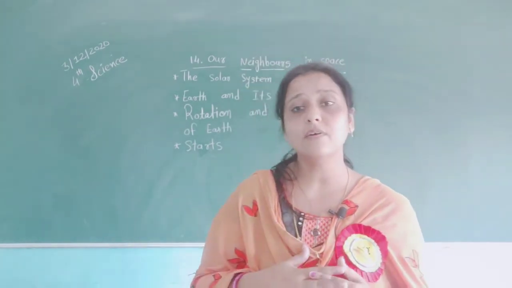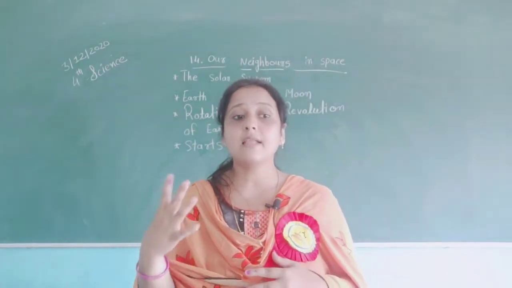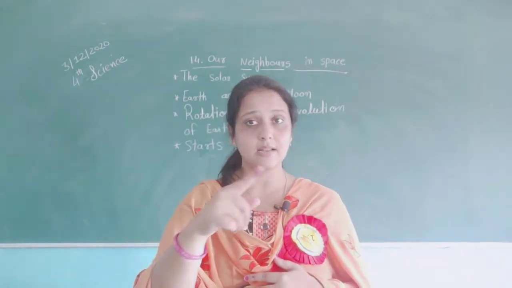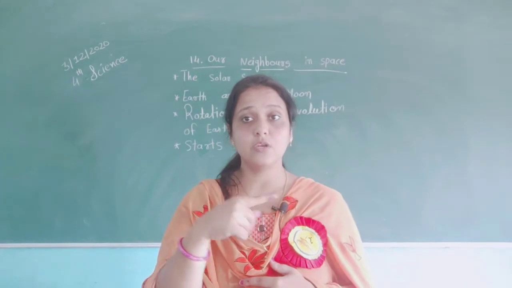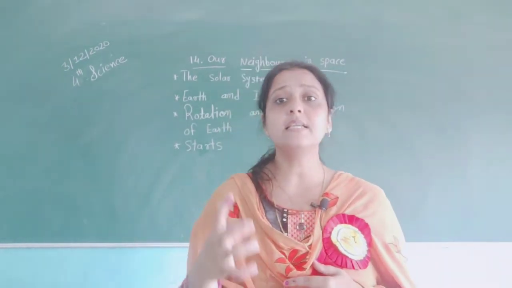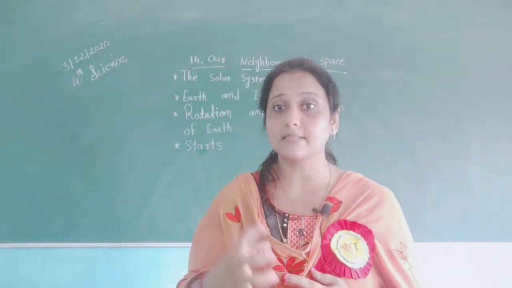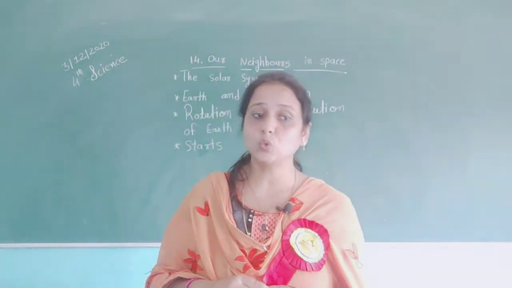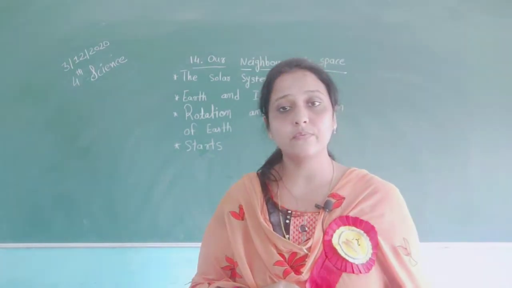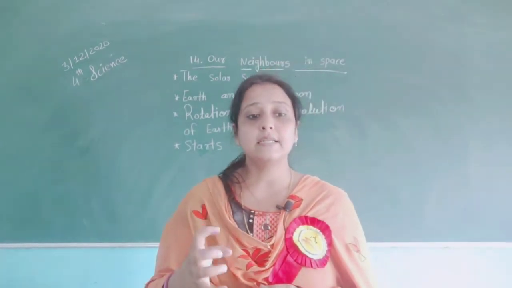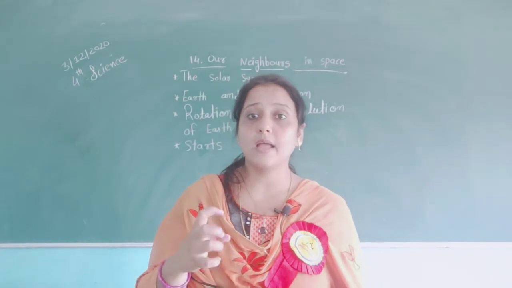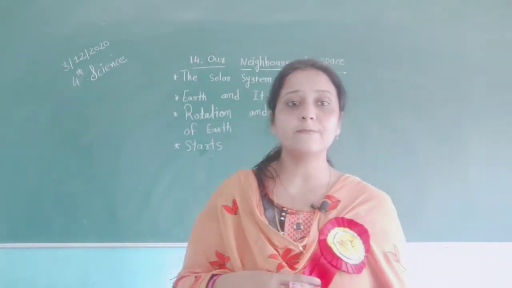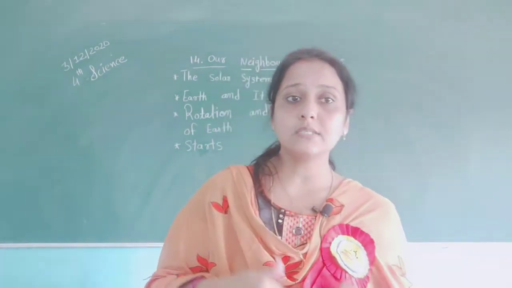We have studied in our previous class that the Earth has an imaginary line running through its center. This line is called the axis. The axis of the earth is slightly tilted. The two opposite points on the earth's surface through which its axis passes are known as its poles. The earth's axis runs from the north pole to the south pole.